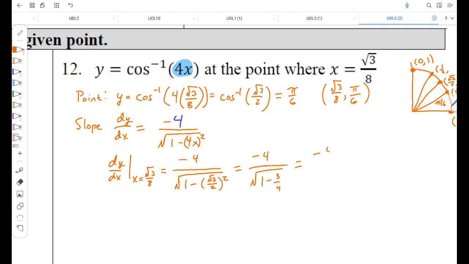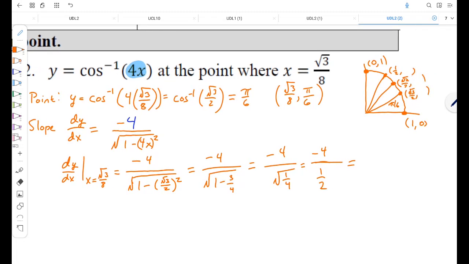And we end up with negative 4 over the square root of 1 minus 3/4, and 1 minus 3/4 is just 1/4. But the square root, when you have a unit fraction like that, 1 over a perfect square, is easy to find. This is just negative 4 over 1/2. If the square root of 4 is 2, the square root of 1/4 is 1/2. It works the same. So we've got a master fraction here, negative 4 over 1/2. That is negative 4 times 2 over 1. Our slope is negative 8. It's a nice whole number there.